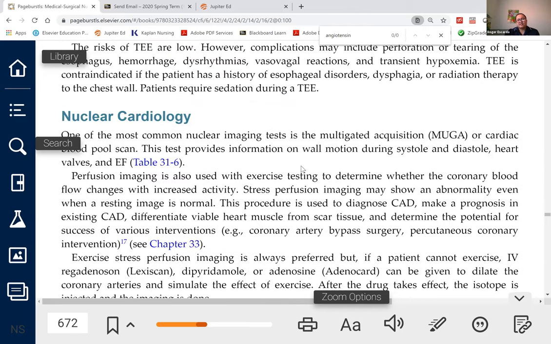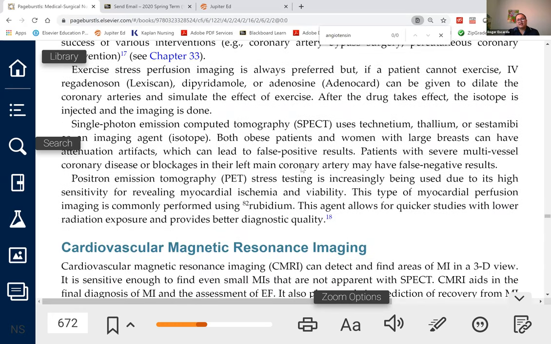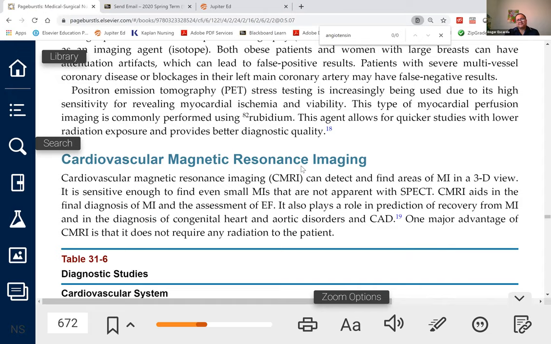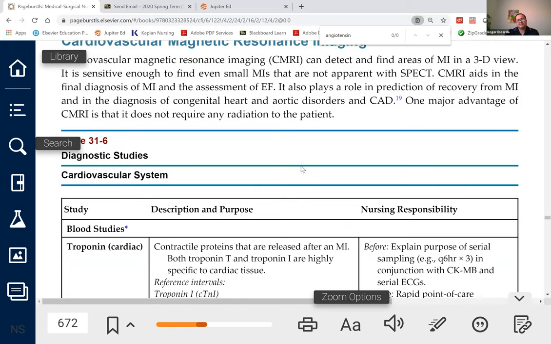Nuclear cardiology, these are now more expensive tests, MUGA scans. For me, they're a waste of money, because you can still diagnose heart disease by cheaper ways to do it.